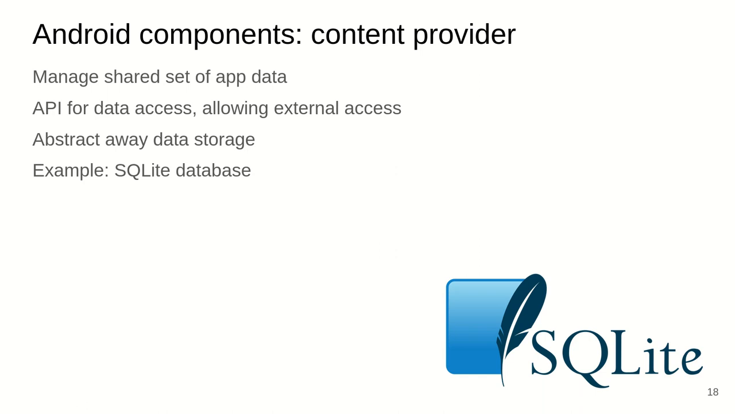Content provider, this is a simple way to manage stored data. For example, SQLite would be a content provider which provides an API for data access, also allowing external access, allowing you to potentially share the data from your app with other apps as well.